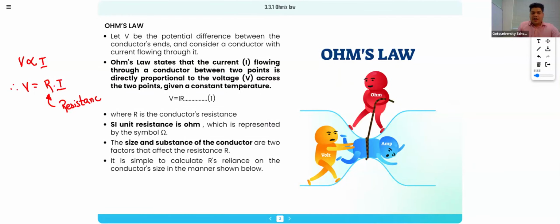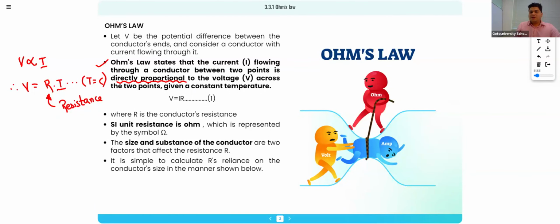Okay, so according to Ohm's law, what is V? V is potential difference. What is R? R is resistance. What is I? I is current. So according to Ohm's law, the current flowing through a conductor between 2 points is directly proportional to the voltage across the 2 points at constant temperature. Here make sure your temperature should be constant.